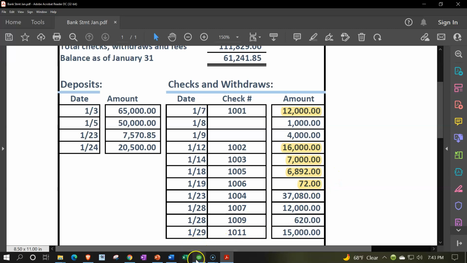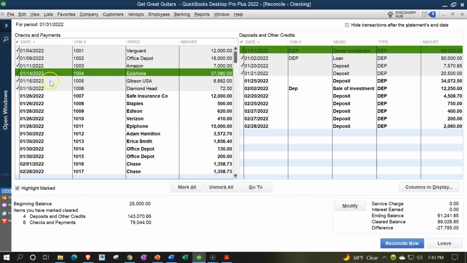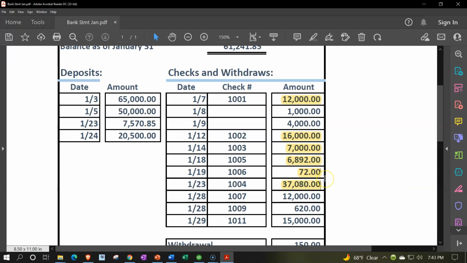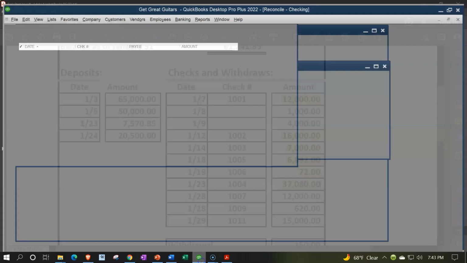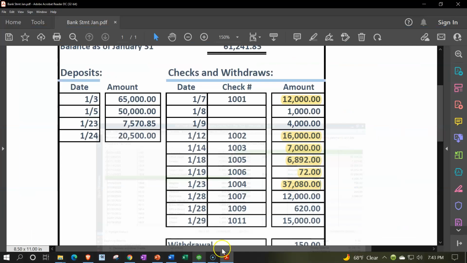1004 for the 3780, big one. Notice that one's back up top here, so it's a little out of order, but same one, because this one we wrote on 1/14, and it didn't clear, it looks like, until 1/23. I don't know why you wouldn't run to the bank with that one as soon as you got it, I would think, but whatever. And then we've got the 1007 for 12,000, 1007 for the 12,000 on 1/26.